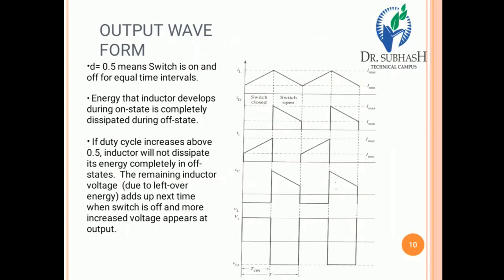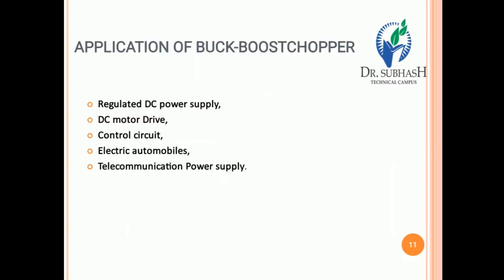If the duty cycle is increased above 0.5, the inductor will not dissipate the energy completely in the off state, right? And the remaining inductor voltage is added up the next time when the switch is off, and it increases the output voltage at the on times, right? As for applications of the buck and boost converter, it can be used for regulated DC power supply. It can also be utilized in DC motor drives, control circuits, electrical automobiles, and telecommunication power supply, right?